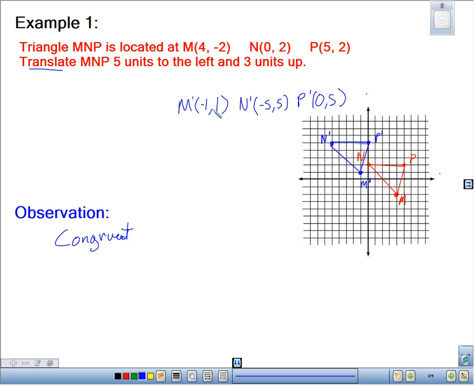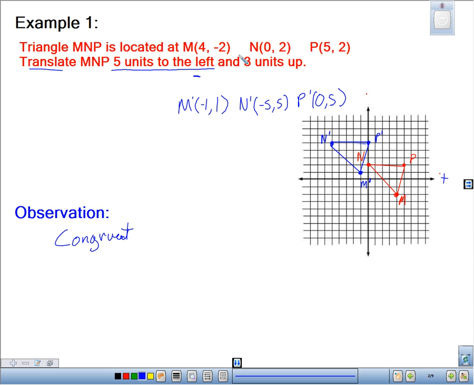What happened to each of those points? Okay. Hopefully you recognize that they all went down by 5. Because again, they went down by 5 or subtract 5 because we're moving to the left. Anytime you go to the left, you're going to subtract. Anytime you go to the right, you're going to add.